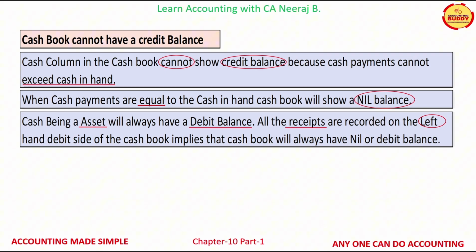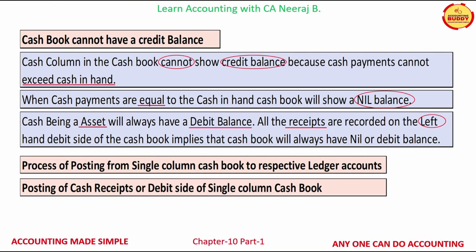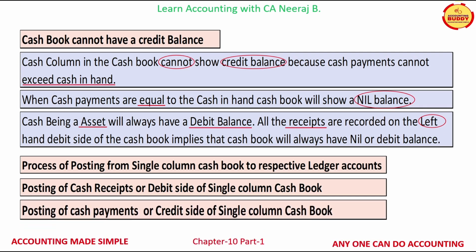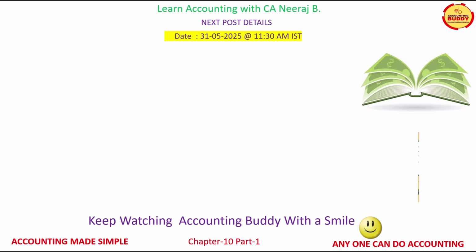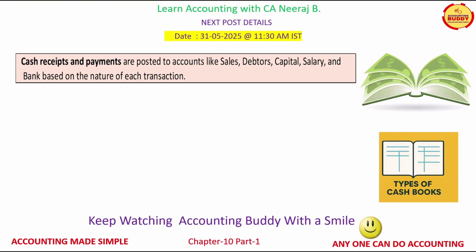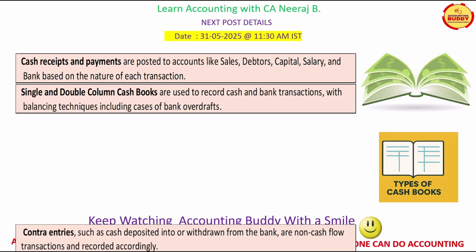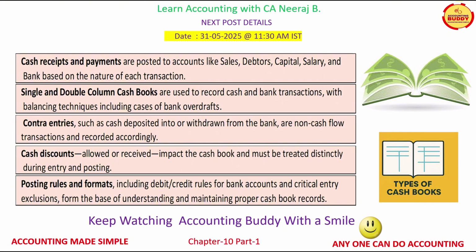In next slides, we will learn in detail the process of posting from the single column cash book to the respective ledger accounts, which includes the posting of cash receipts on the debit side of a single column cash book and the posting of cash payments or credit side of a single column cash book. In my upcoming video of part 2 in this series of the topic, the cash book on 31st May 25, we will cover posting of cash receipts and payment to various ledger accounts, single and double column cash book, contra entries, treatment of cash discounts, cash entries posting rules and the cash book formats.